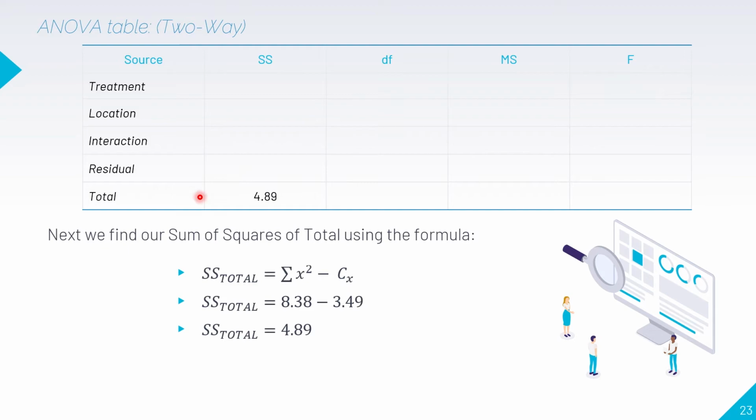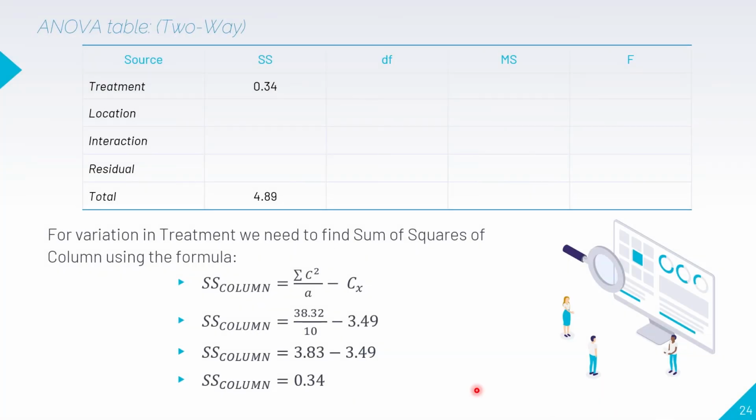For variation in treatment, for a column, we need to find the sum of squares of column using the formula SS column is equal to summation of C squared over A minus CX. So our A, right, is 10. So C squared is 38.32. 38.32 divided by 10, we have 3.83 and minus it with our CX, that is 3.49. We have now our SS column 0.34.